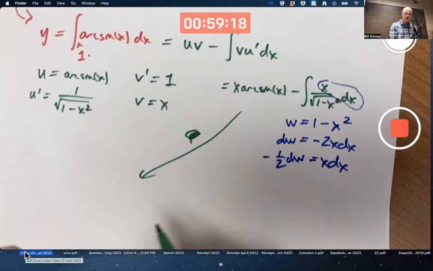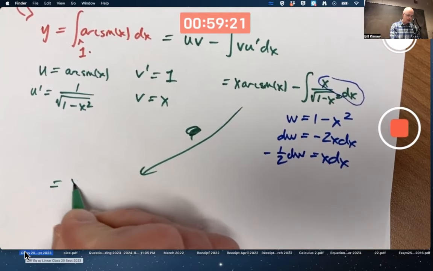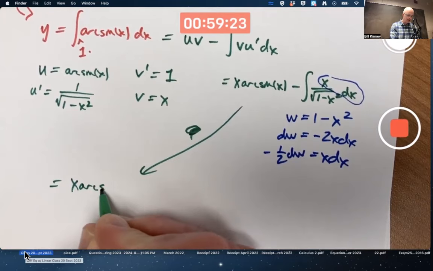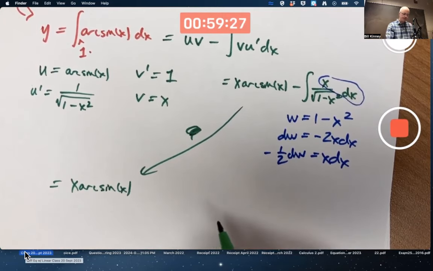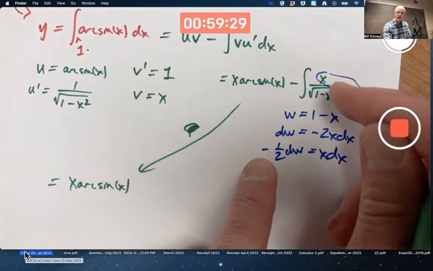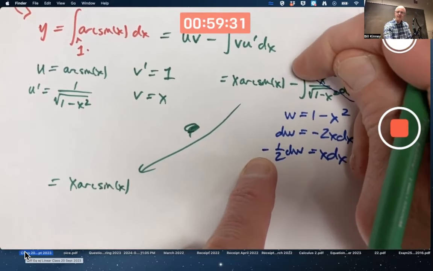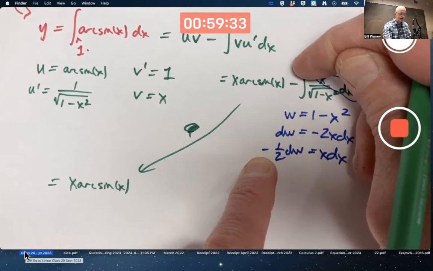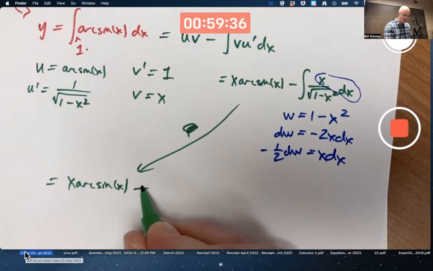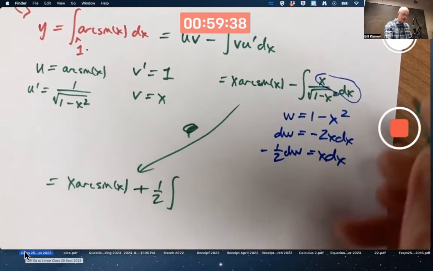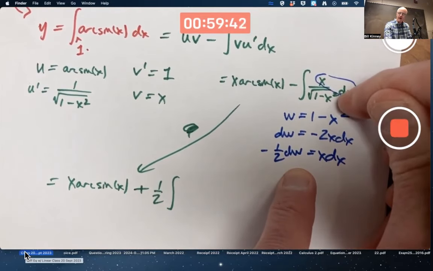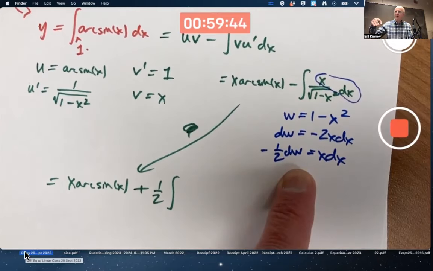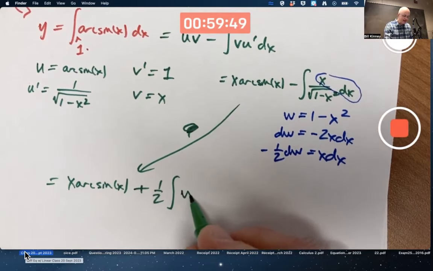So now, don't forget the first part. I get x arcsine x. Okay, careful, this is tricky. I've got two minus signs making a plus sign. I also have a 1/2, so I get a plus 1/2 integral of what? Replace the 1 minus x squared with w, so I get 1 over square root of w. Same as w to the negative 1/2.